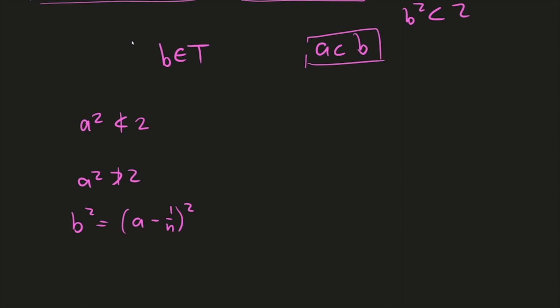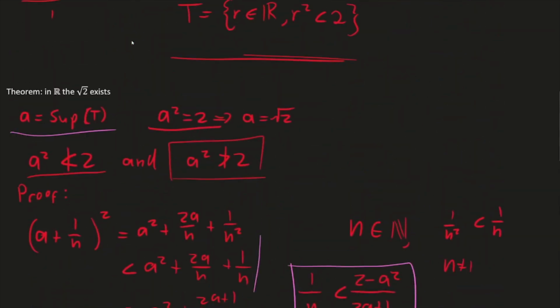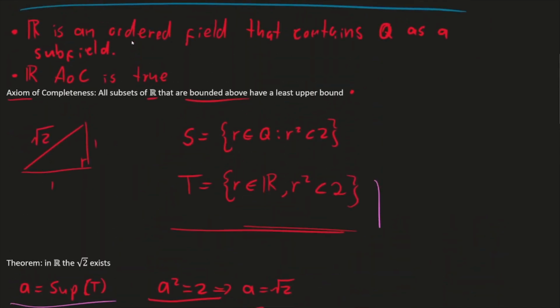And because, taking these two together, we have that a squared is equal to 2, which is what we wanted to prove. We've proven that in this set, T, if we define a to be equal to the sup of T, then a must be equal to the square root of 2. Hopefully that comes through. And by the axiom of completeness, R must contain that square root of 2.